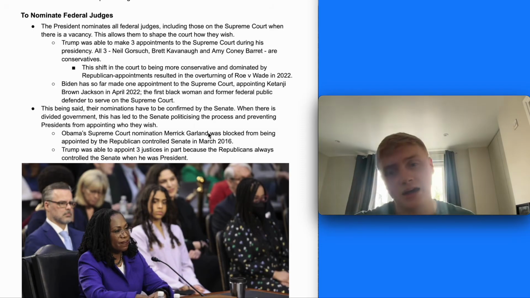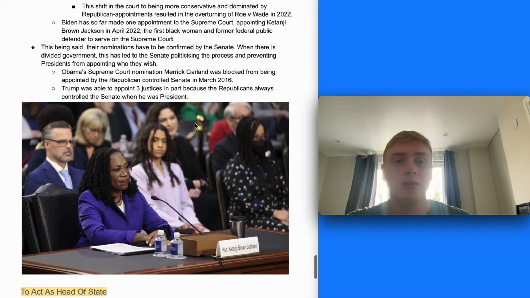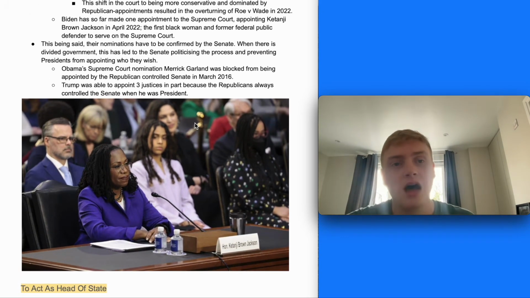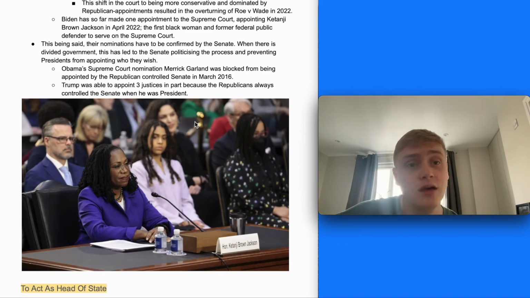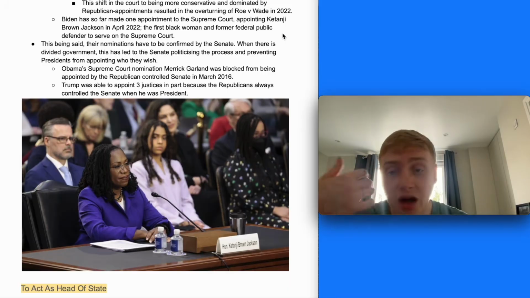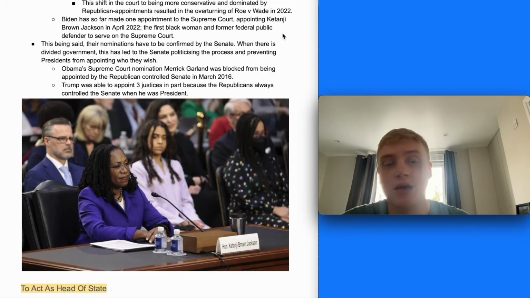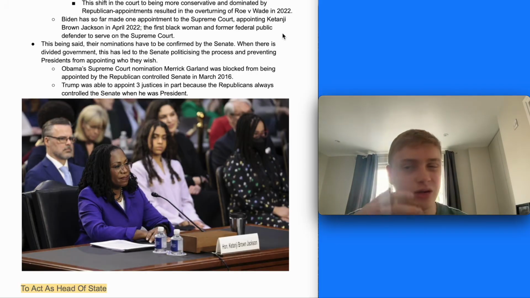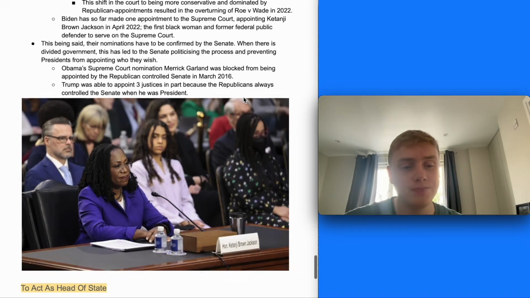This being said, this isn't an exclusive power to them. Nominations have to be confirmed by the Senate. And when there's a divided government, the Senate has sometimes used this to politicize the process, such as when Merrick Garland was blocked from being appointed by the Republican-controlled Senate in March 2016, as they argued that there shouldn't be an appointment made in an election year, even though a Republican Senate then did the exact same thing 4 years later with Amy Coney Barrett. So that shows how it has become a bit of a politicised process as well.